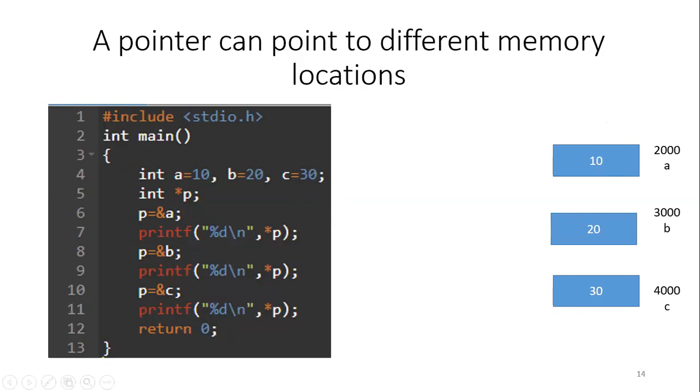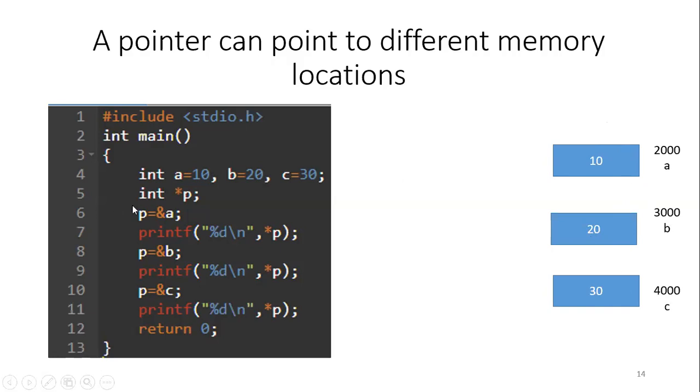Now let us consider the diagram shown here. A, B, C are all declared as integer variables and they are allocated some memory addresses. The starting address of the memory location allocated to A is 2000. For B, the starting address is 3000, and for C, the starting address is 4000. Then, since I have initialized the values, the memory locations will contain 10, 20, and 30 respectively.